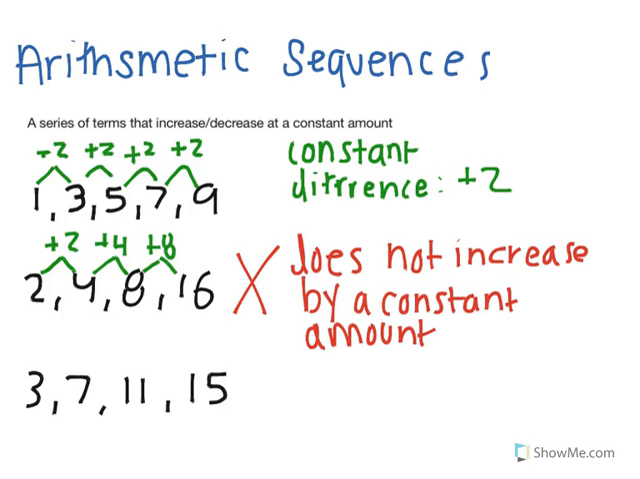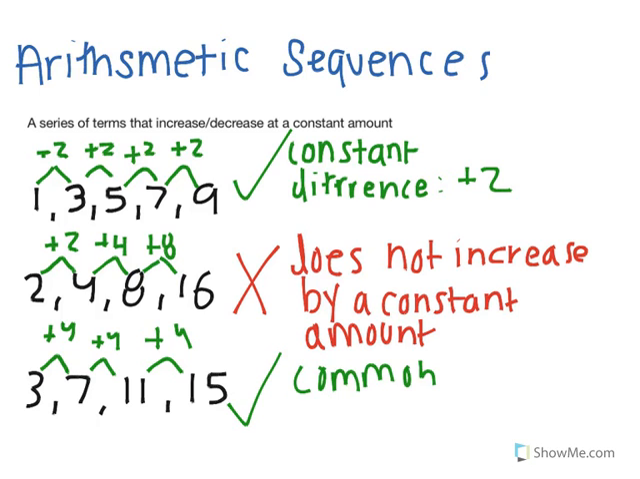Okay, let's check this next one. 3 to 7, plus 4. 7 to 11, plus 4. And if you ever want to figure this out, you can just do 11 minus 7. Recognize that's a difference of 4. 11 to 15, that's plus 4. So this is an arithmetic sequence, and its common difference is positive 4, because I'm going up by 4 each time.